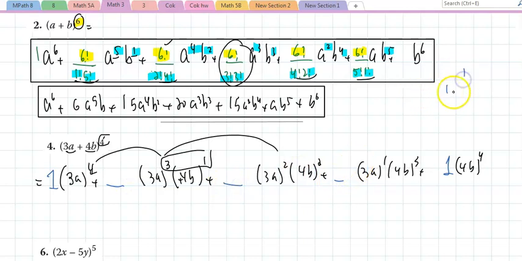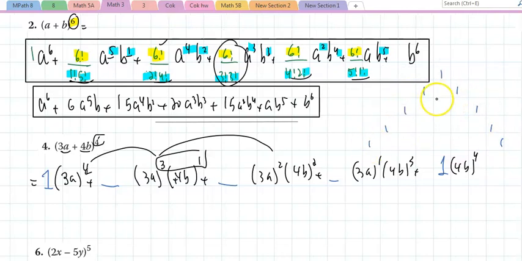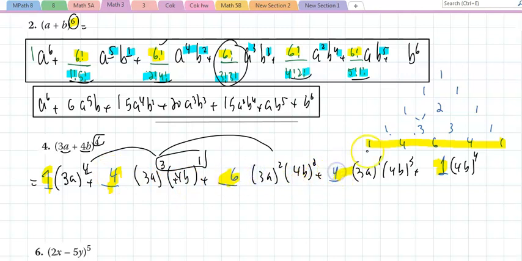So 0, 1, 2, 3, and 4. Add those two, that's a 2. Add those two, that's a 3 and a 3. Add those two, that's a 4, a 6, and a 4. There it is. Put a 1 right there, put a 4 right there, put a 6 right there, put a 4 right there, and put a 1 right there. That's how Pascal figured out what these numbers are. And that turns out to be the challenging part.